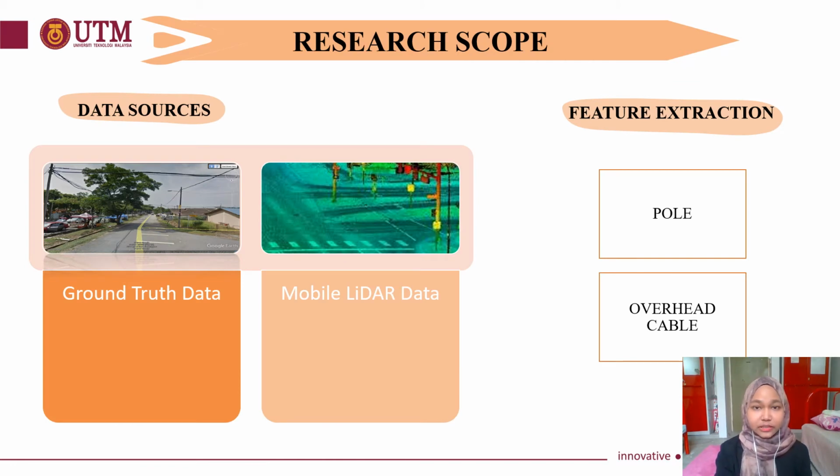So this is the research scope of the research project, which consists of data sources and feature extraction. For the data sources, all data only use mobile LiDAR data, and ground truth data is only collected for the location of the asset pole and overhead cable. And for the feature extraction, there are several TNB assets, for example, switchboard, customer meters, feeder pillar, overhead cable, and pole. But in this research, we only focus on extracting overhead cable and poles.